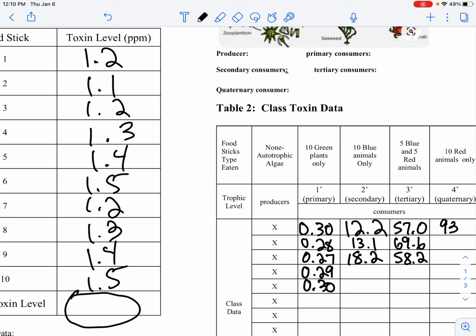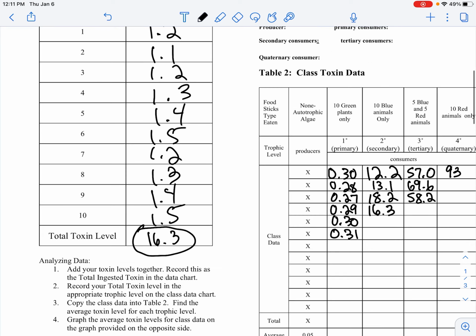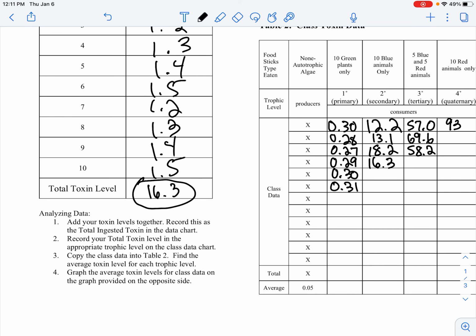Okay, and then there's one more, the people at home. Secondary, 16.3. All right. There was one more for primary. One more for primary? 0.31. Okay. All right, so now what we're going to do is we are going to add them up and figure out what our average is.